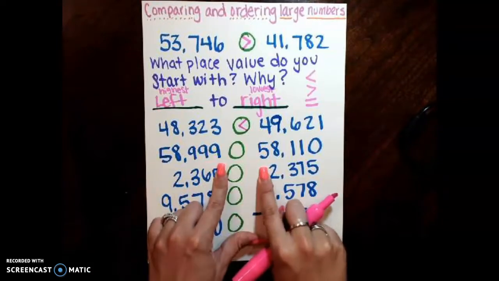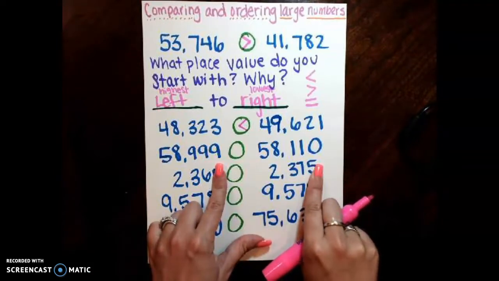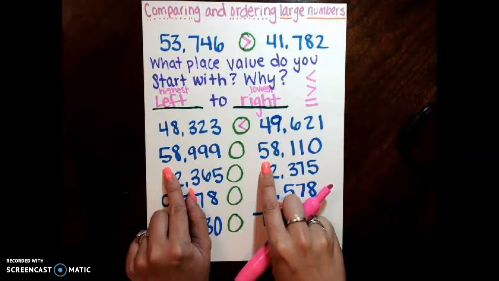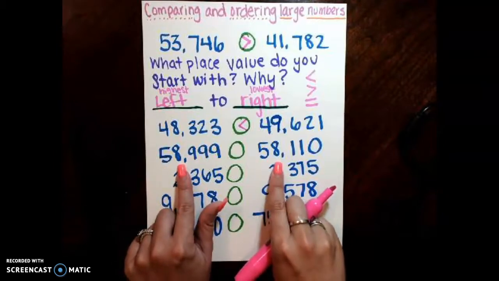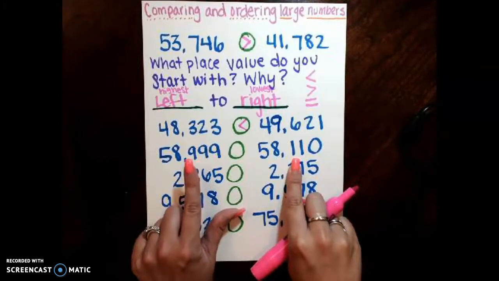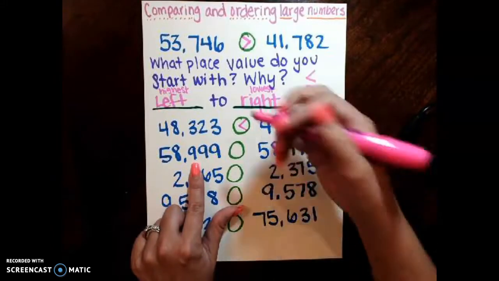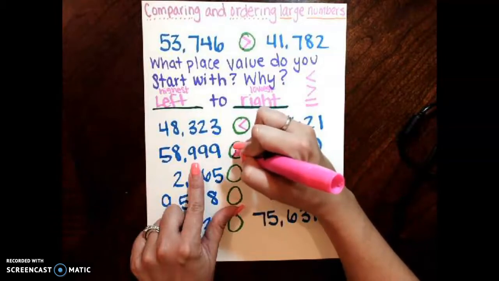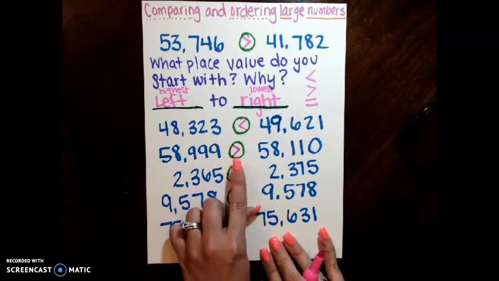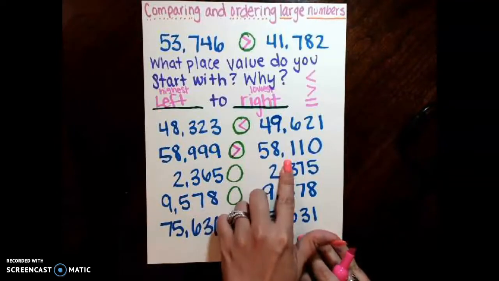Okay, let's look at this one. 58,999 and 58,110. So I'm looking at the 10,000s place again for both of them. I have a 5 and a 5. Okay, so right now they're still equal. I have an 8 and an 8, which means they're still equal. I have a 9 and a 1. So right there, my numbers start to become different from one another. My 9 is bigger than my 1, so my mouth is going to open this way. So 58,999 is greater than 58,110.